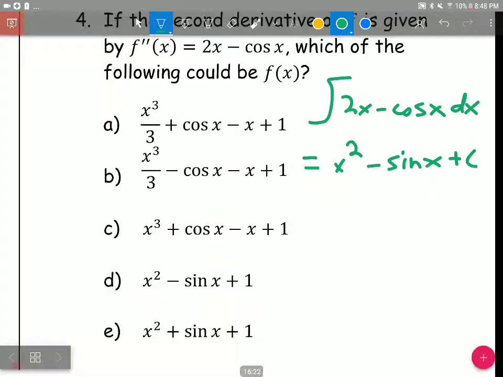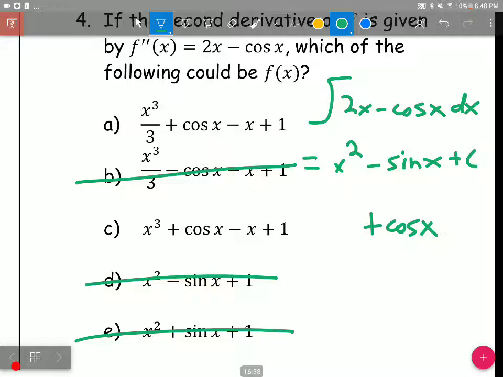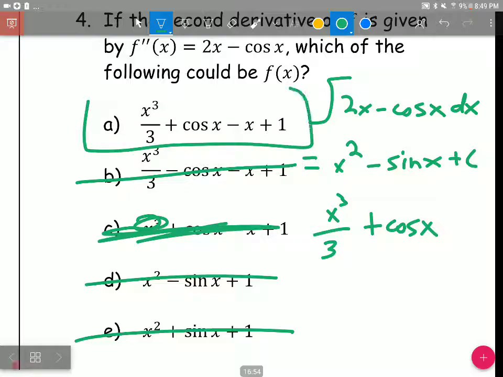All right, so I can already go ahead and say that one's out and that one's out. Because this is going to turn back into a cosine, a positive cosine. So that cancels that one out. And up here, if I raise that 2 to the third power and divide it by 3, that becomes 2x to the third power divided by 3. I can tell you right now this one isn't working. So this is a plausible second antiderivative of f double prime.